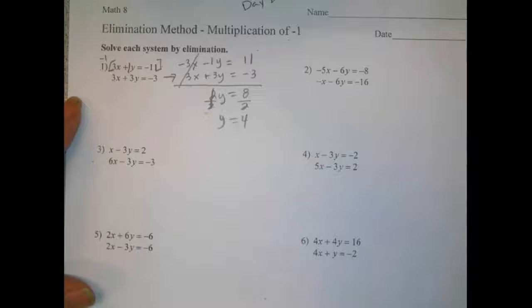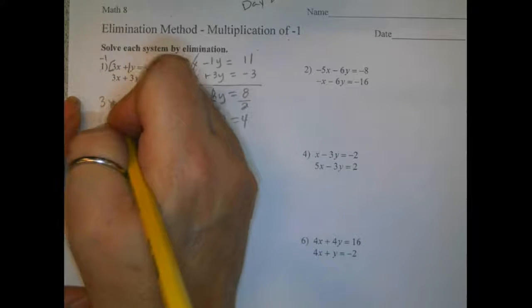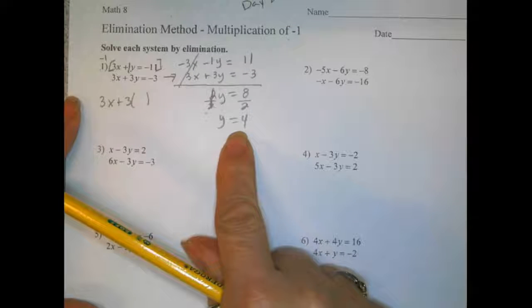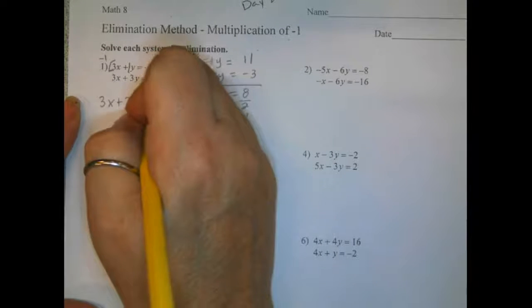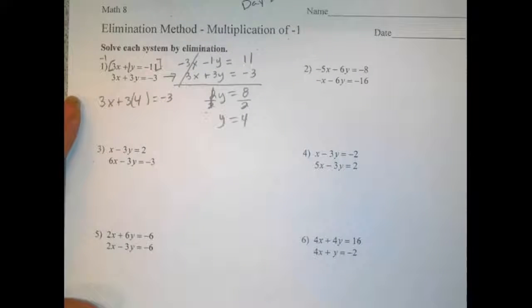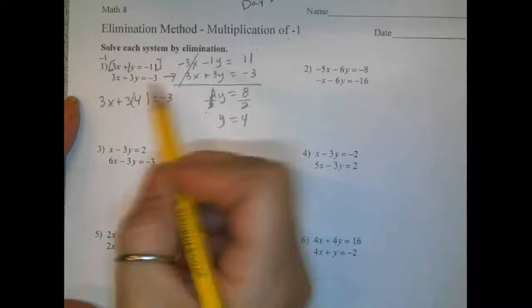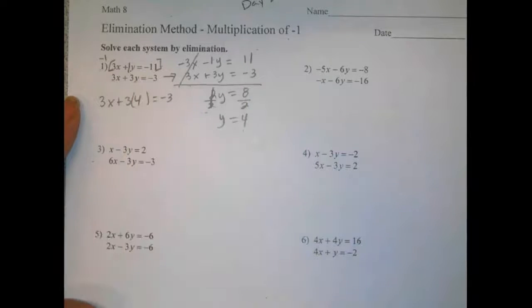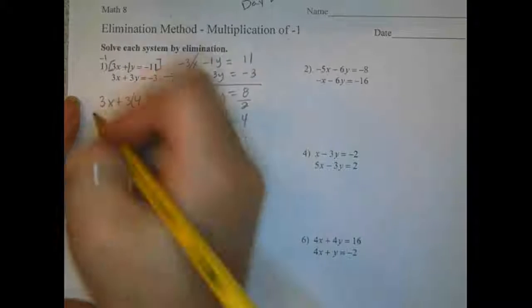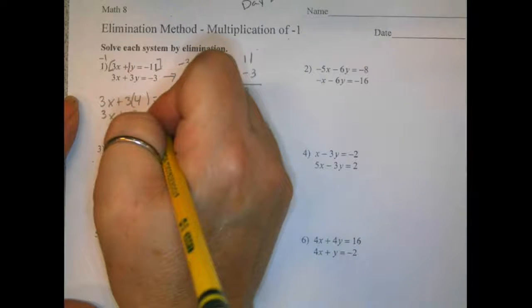Which one do you want to do, top or bottom? Bottom. Bottom it is. 3x plus 3, and instead of y, what am I going to use? 4, equals negative 3. All I did was take what y is equal to, which I solved over here, and substituted it for y in my equation. What is 3 times 4? So I'm going to bring down my 3x plus 12 equals negative 3.